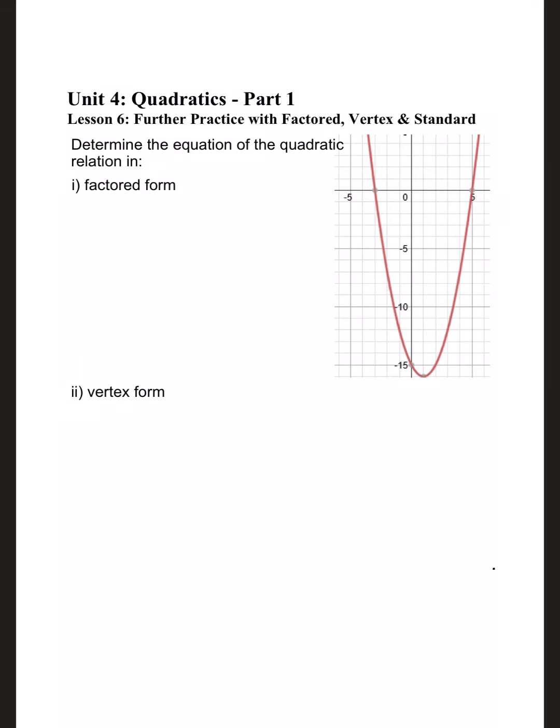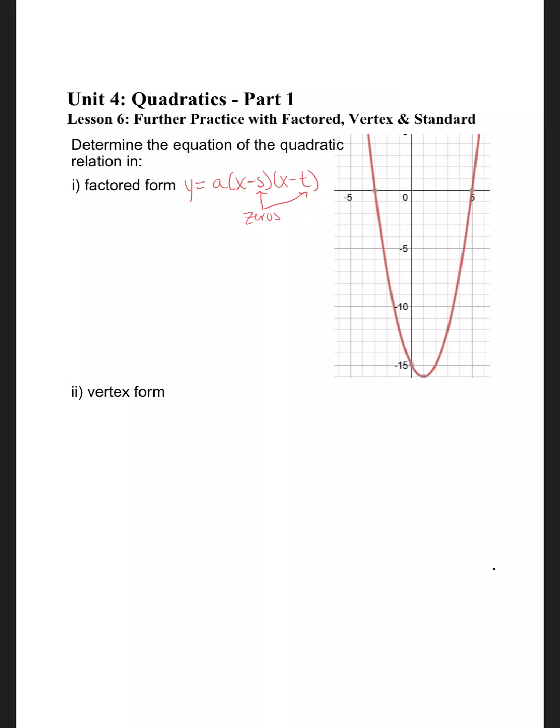So this first part of our notes today, we're looking at a graph and we have to figure out what is the equation of the quadratic relation in factored form and then in vertex form as well. So you have to think about what do we need for factored form. Let's just recall what factored form looks like. Our factored form is y equals a times (x minus s) times (x minus t), right? So we know that s and t, those are our zeros. So we're going to need to identify our zeros from the graph.